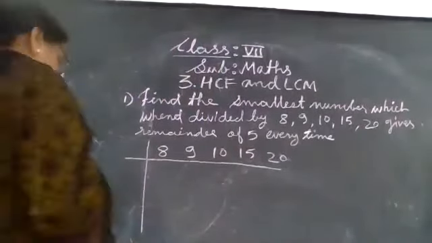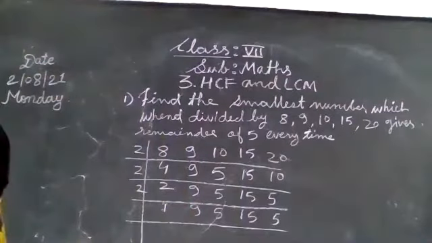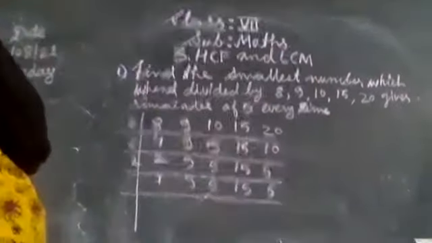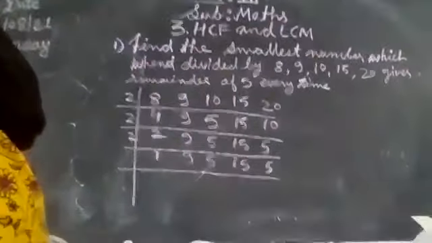4 and 10 are even numbers. So again start with 2. 2 2s are 4, 9, 5, 15 and 10. 2 5s are 10. Okay. One even number is left. 2, 9, 5, 15 and 5. Now 2 1s are 2. See beta, 9 and 15 both are divisible by 3. Next prime number is 3.